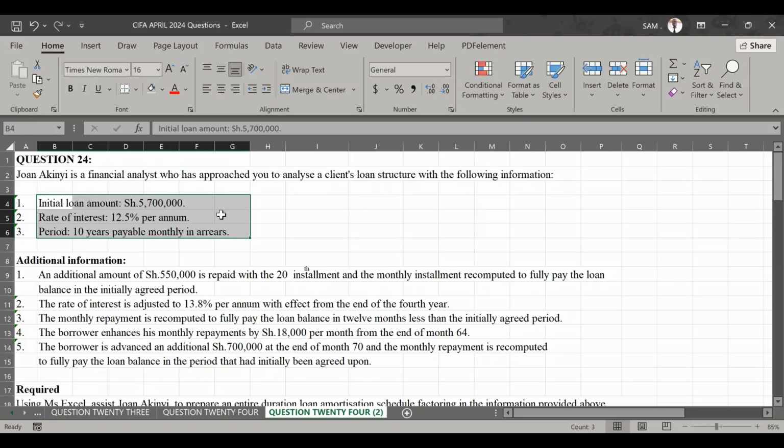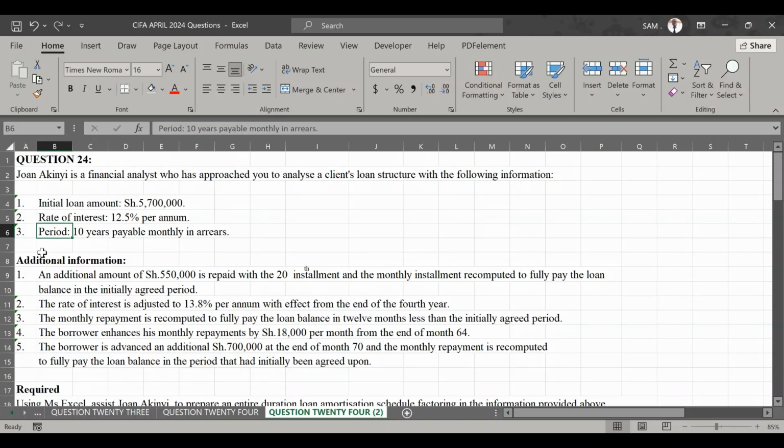And as a student who understands what we are just about to do, a loan amortization, and you've done it before, you need to already pick certain things here to guide you. What am I talking about? Now, loan amount is okay, 5.7 million. I want you to look at the rate of interest given. It is given per annum, an annual rate, 12.5%. When we come to note 3 there, we are told period is 10 years and payable monthly in arrears. Payable monthly in arrears.